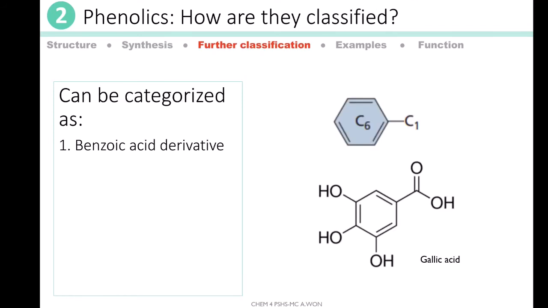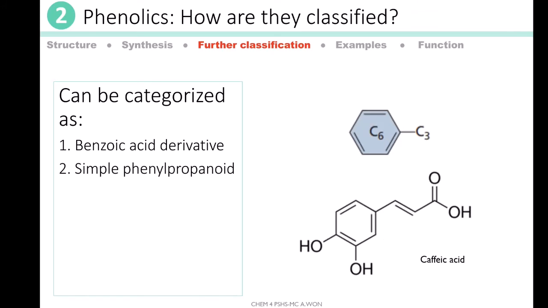Okay, next, how are phenolics classified? Well, they can be categorized as benzoic acid derivatives. So, a benzoic acid derivative has an aromatic ring with a 1-carbon side chain. So, pwedeng magkaroon ng other functional groups like OH groups or carboxylic acid, but it follows the base structure or the skeleton of a benzoic acid derivative.